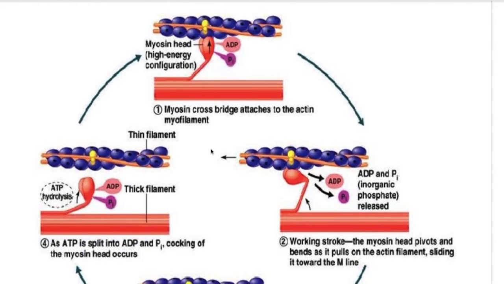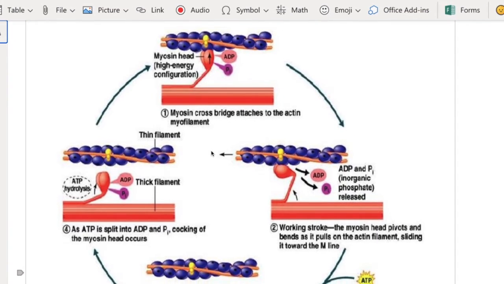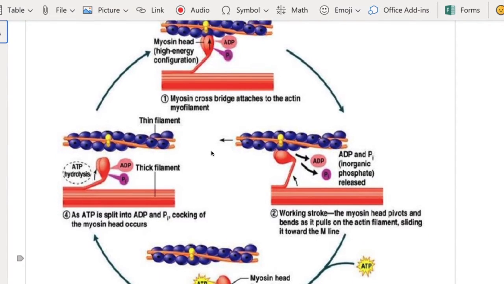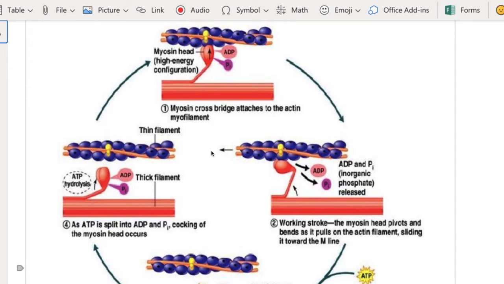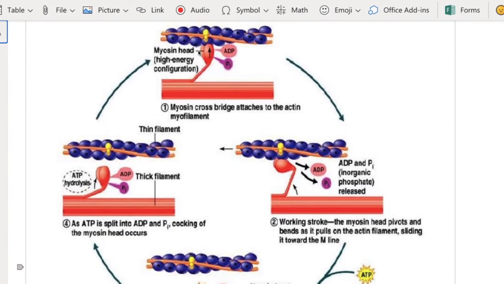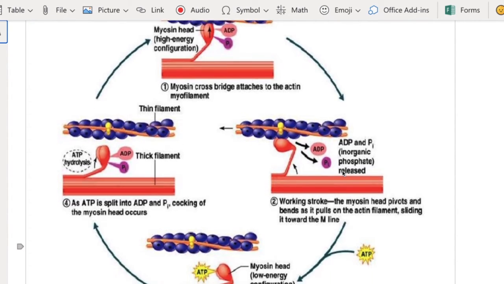And so then here are our steps. I'm going to zoom out just a little bit so we can see step 1 here. The myosin cross bridge is attached to the actin microfilament. In step 2, the working stroke, the myosin head pivots and bends and pulls on the actin filament, sliding it towards the M line. So we see here we're actually using ATP, and ADP is being released.